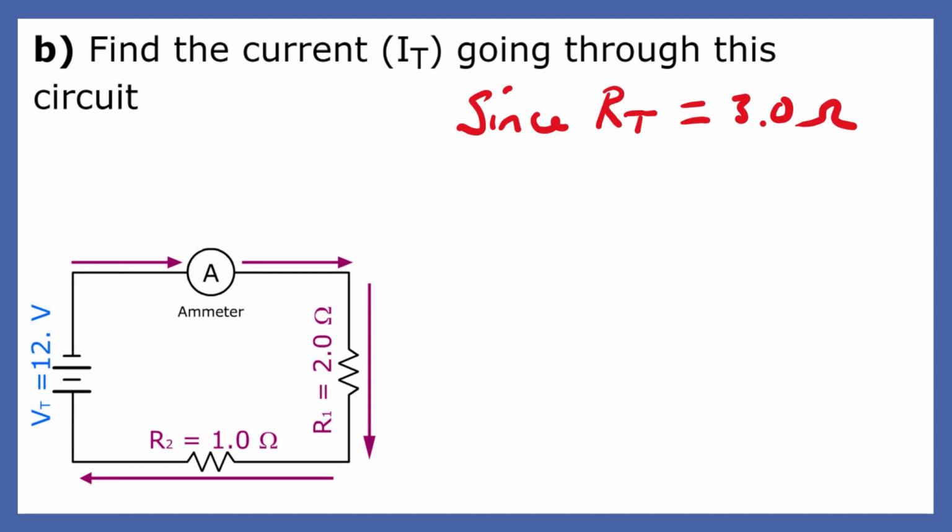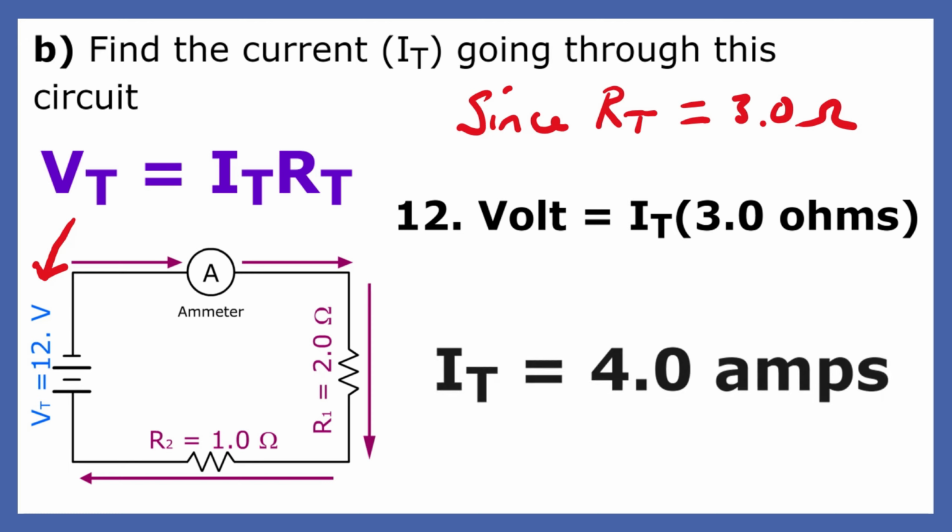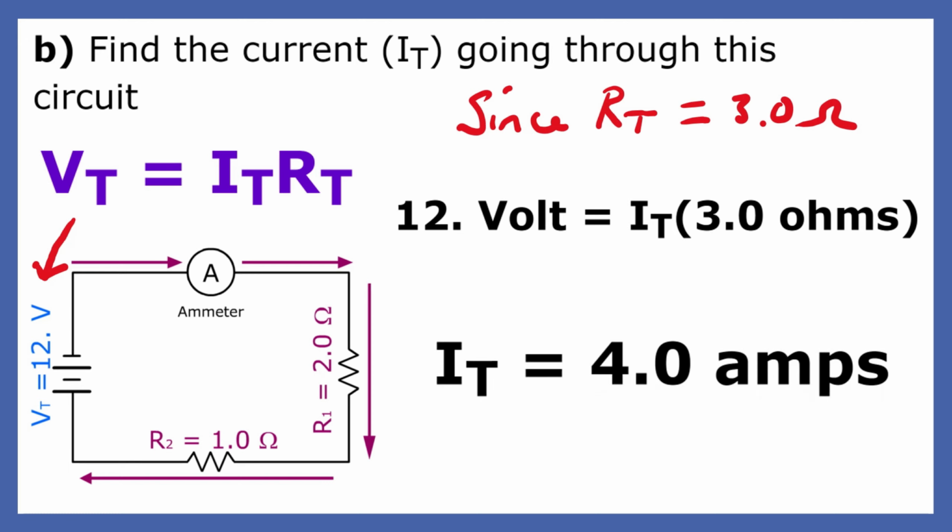Now that we have the total resistance, we can find the total current using Ohm's law. This gives us a total current of 4 amps. This means that there is 4 amps coming out of the source and moving through the two resistors.